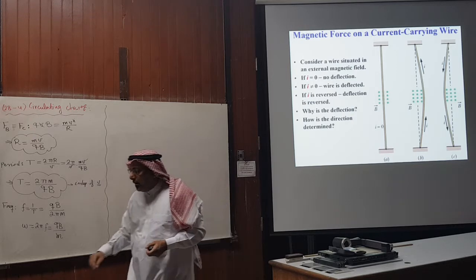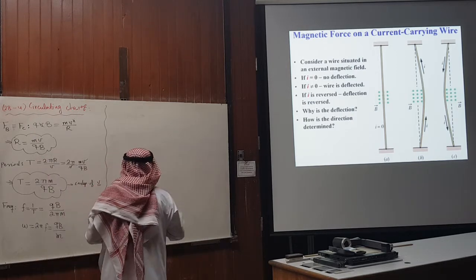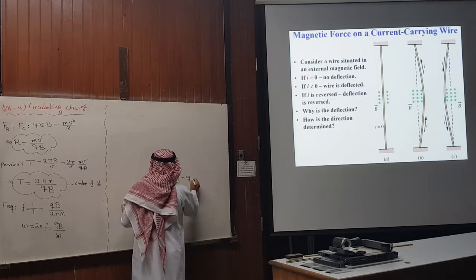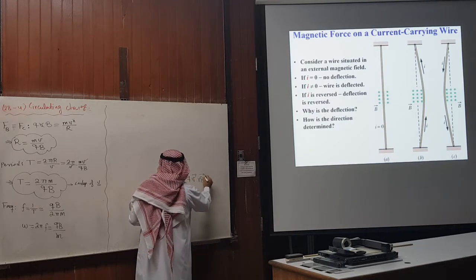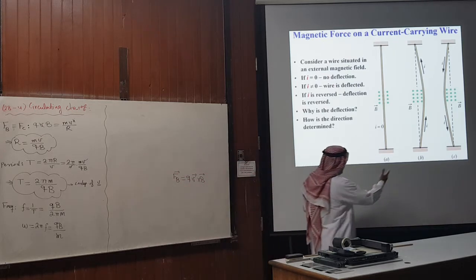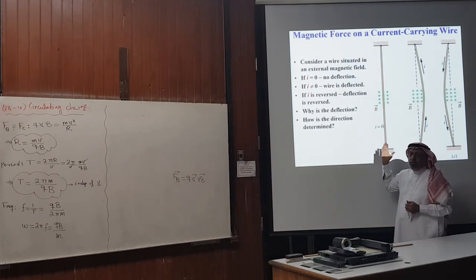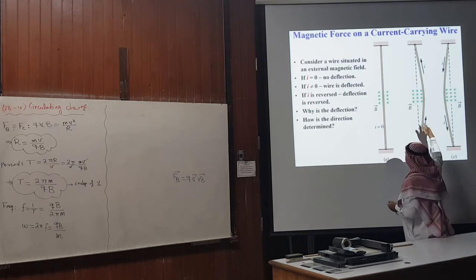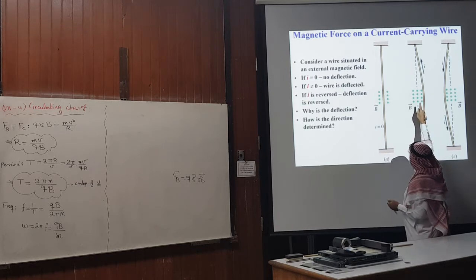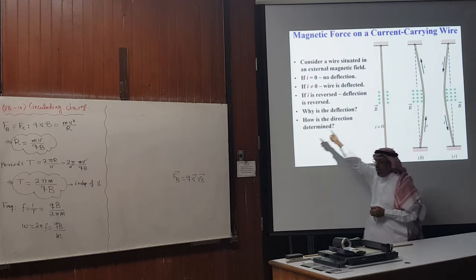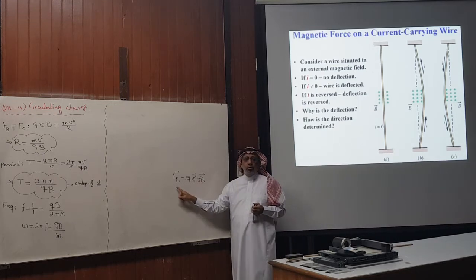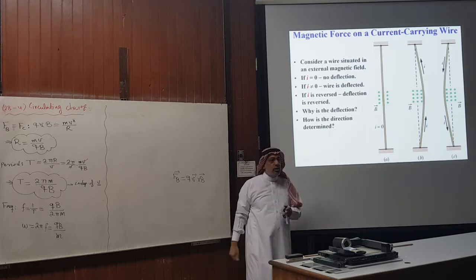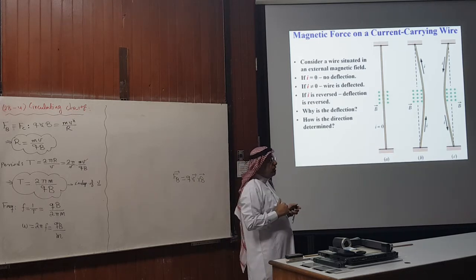We have seen that if you take a charged particle and place it in a magnetic field, the magnetic field will exert a force on it, which is equal to qv cross B. Now, what is the meaning of a current? Current means we have charges in motion. So when you have a current, you have charges passing in the wire. These charges will pass in the region where we have the magnetic field. The magnetic field will exert a force on them, and that force will deflect them. The total deflection of all the charges is the deflection we see for the wire.